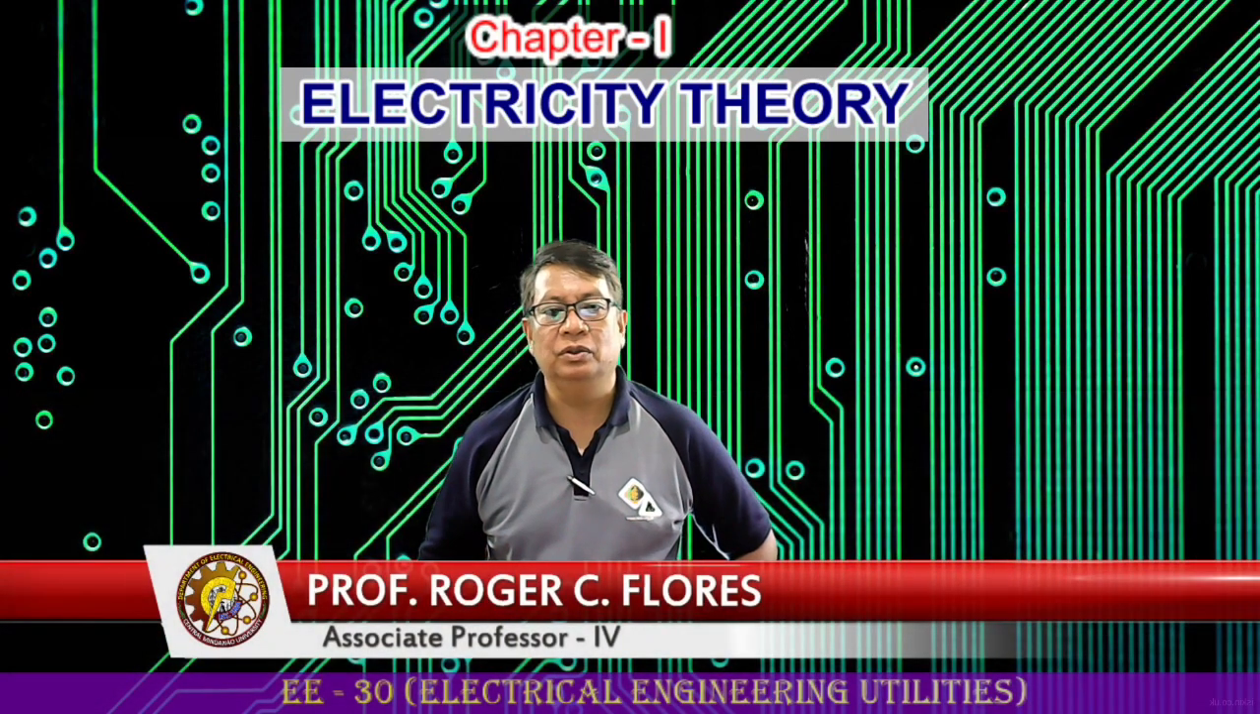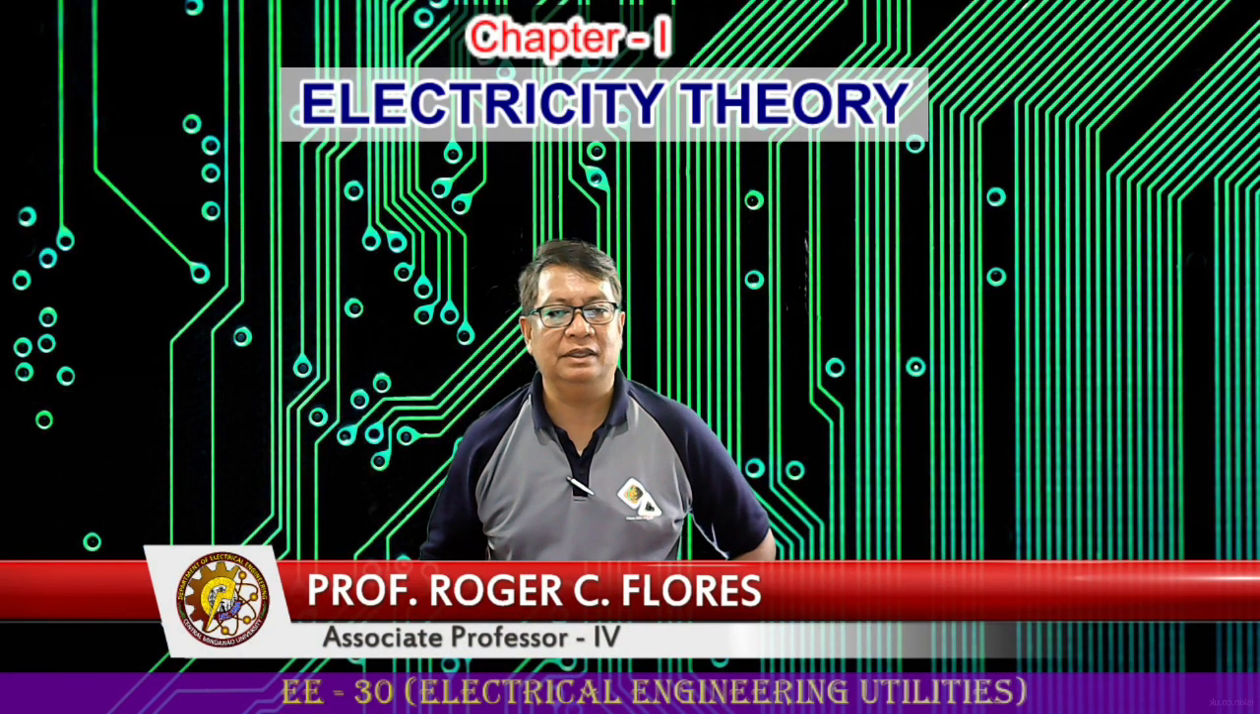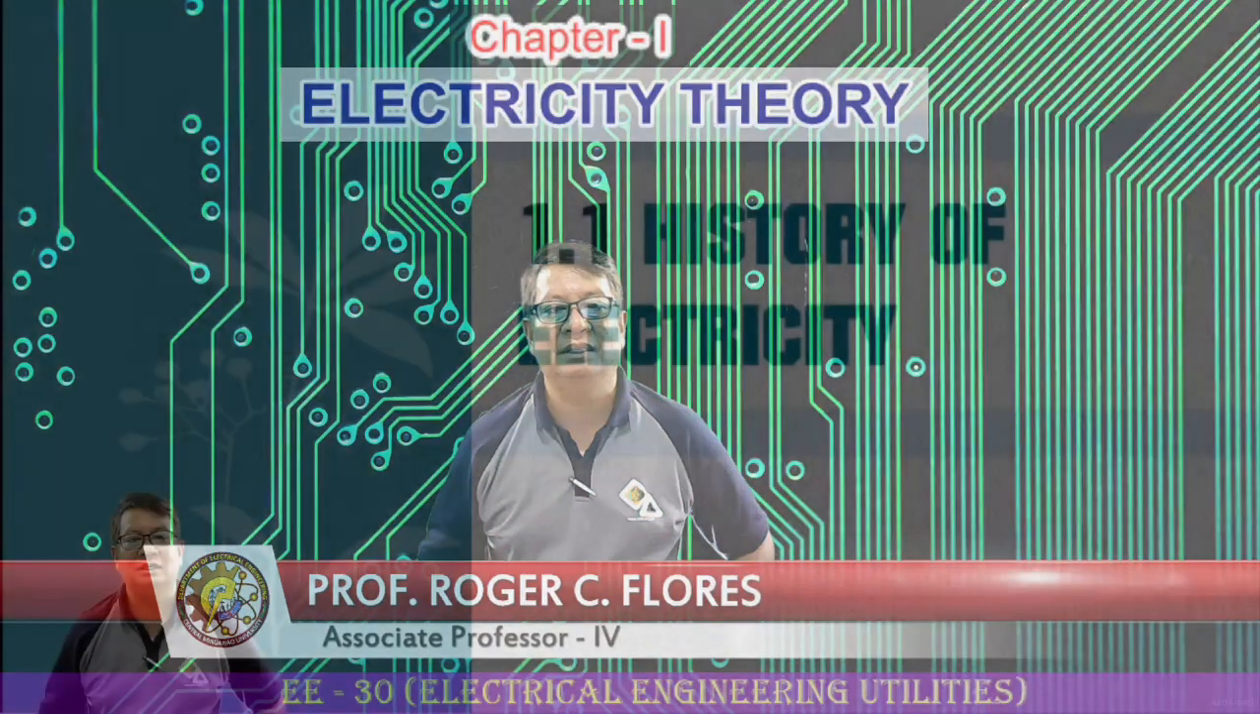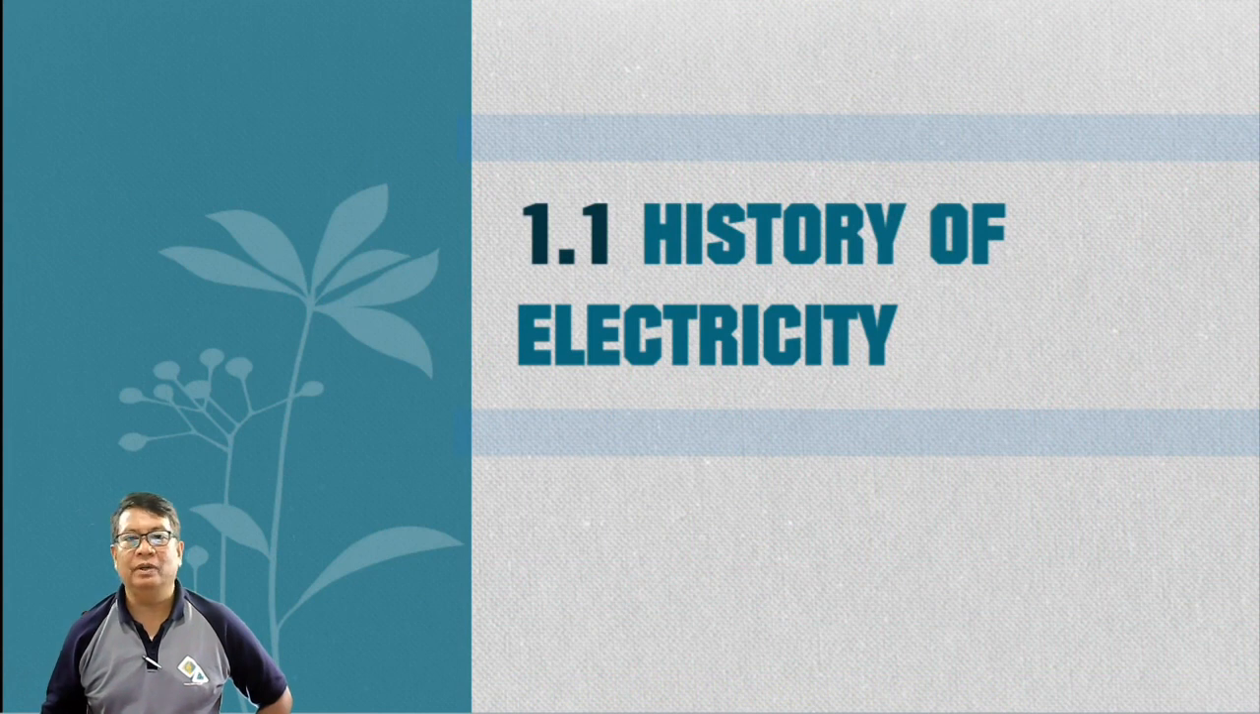Today we are going to discuss Chapter 1, entitled Electricity Theory. Here we are going to discuss the brief history of electricity, how electricity is produced, and other theories that involve the production of electricity. To start with, we have Chapter 1.1, History of Electricity.